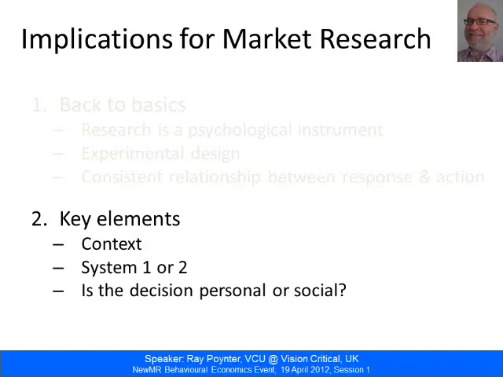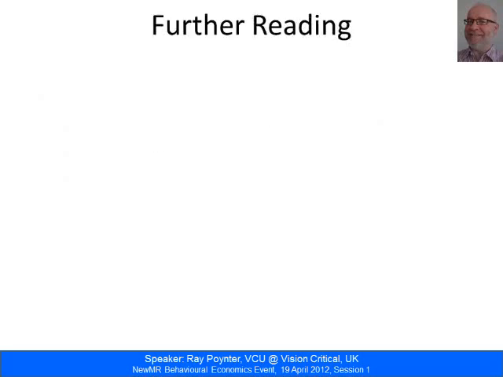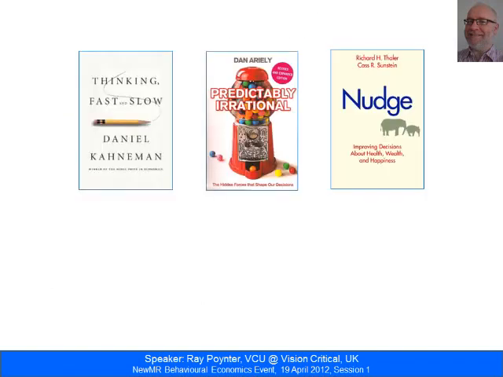It's just not done. We behave socially. So sometimes we need to be careful. Are we asking an individual to predict their behaviour when their behaviour is likely to be determined by social actions? So, some thoughts on some further reading. I would say these three books are probably essential for anybody in market research.